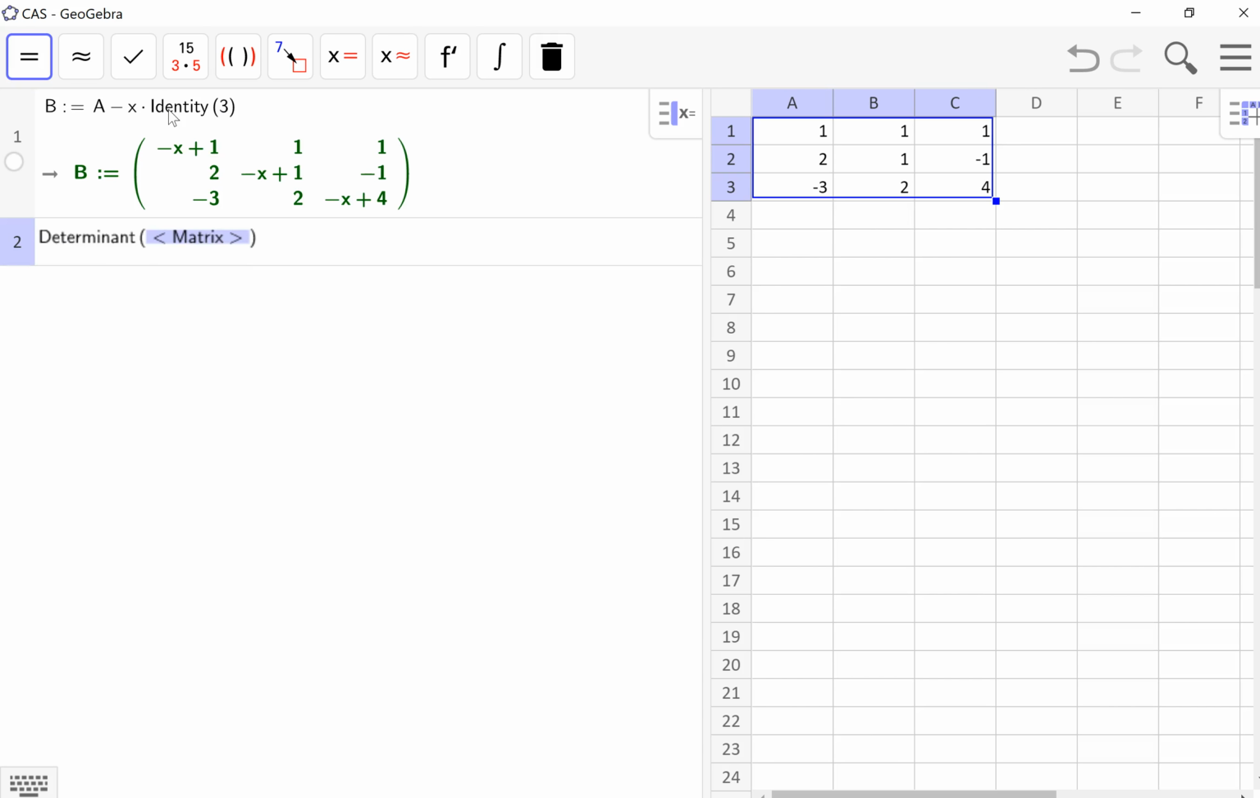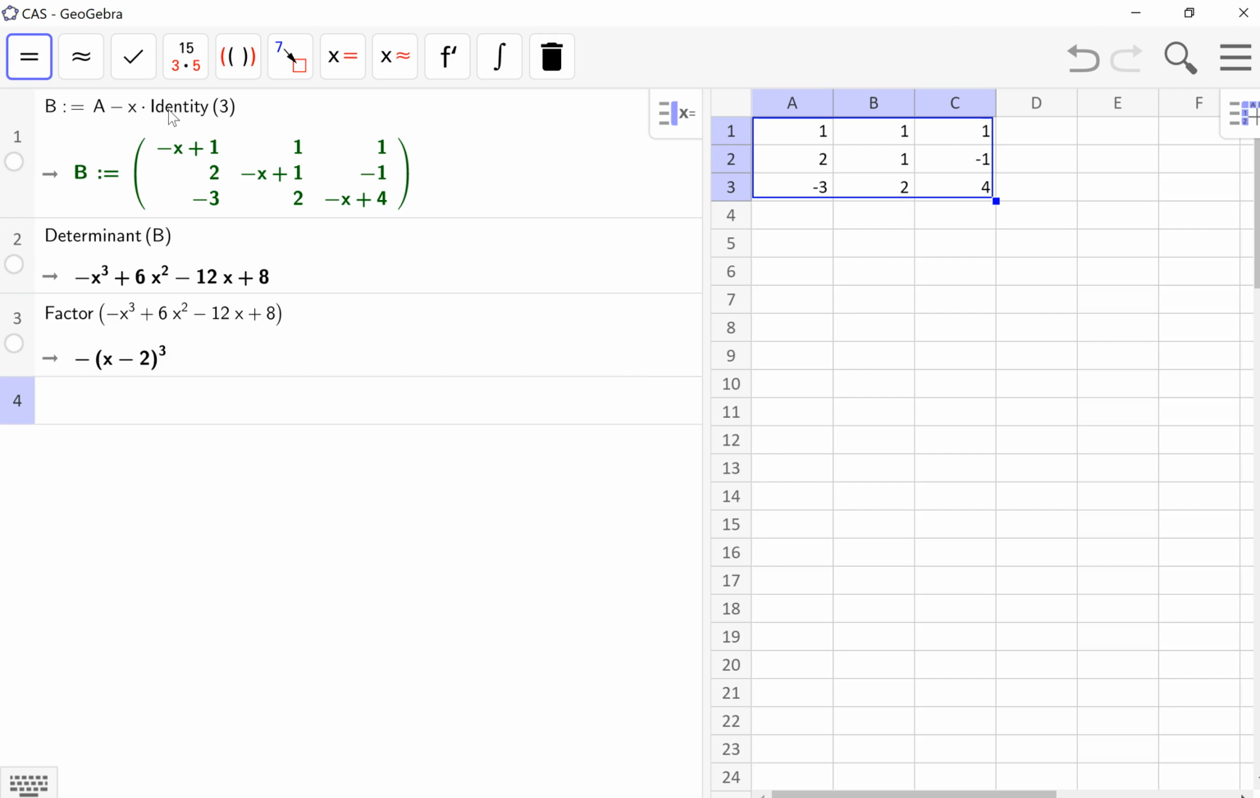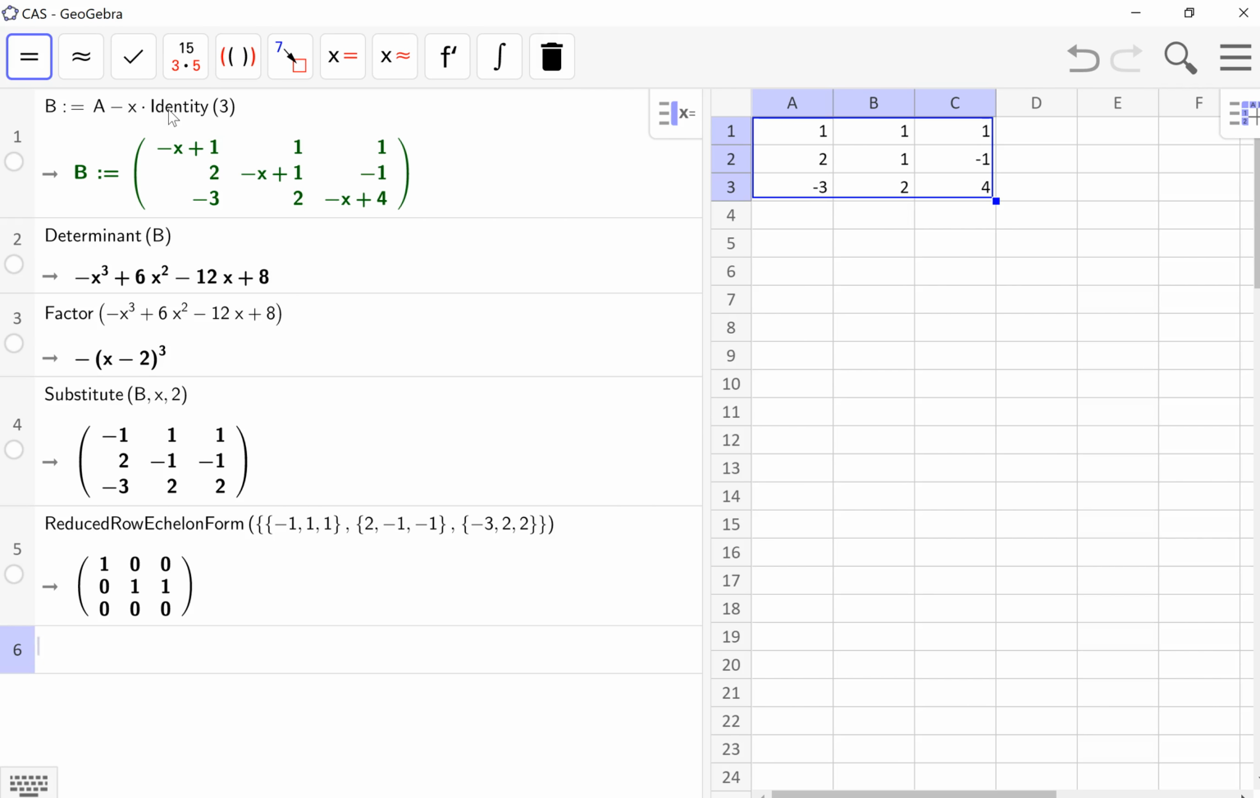And take the determinant of B to see the characteristic polynomial. In particular, I'm going to factor this one rather than solving it, just so that we can actually see that we really do have a repeated eigenvalue of 2 in this particular case. We really do get 2 repeated 3 times. However, if we substitute into B and change the x to a 2, and then row reduce it, we see that we're only going to get one linearly independent eigenvector.